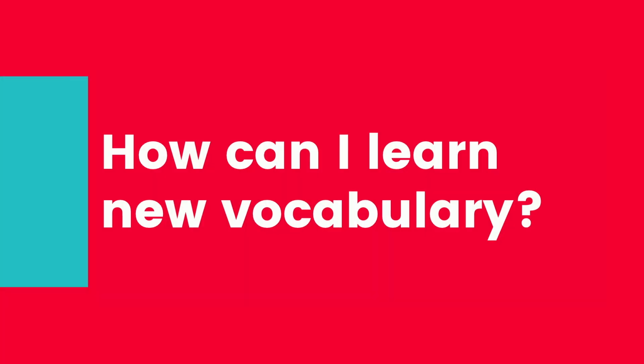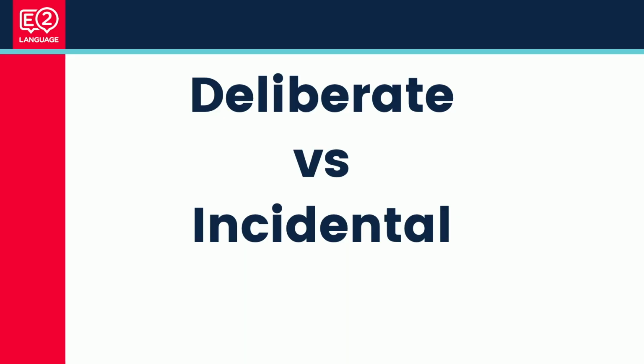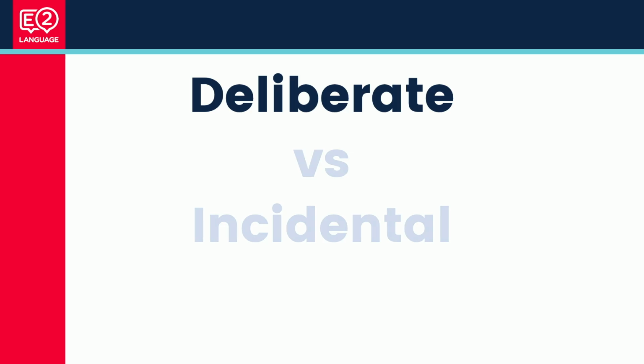We need to think about deliberate and incidental learning. So deliberate learning is when your full attention is on learning the vocabulary. You might be just looking it up in a dictionary, writing out the meaning in your book, or doing drills in class, or using flashcards. And your aim with deliberate learning is to learn the vocabulary.